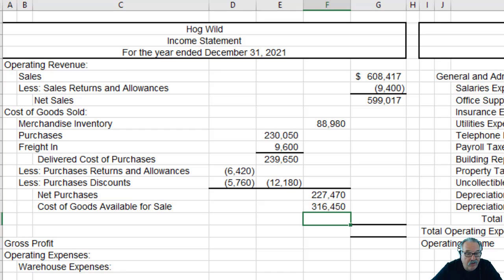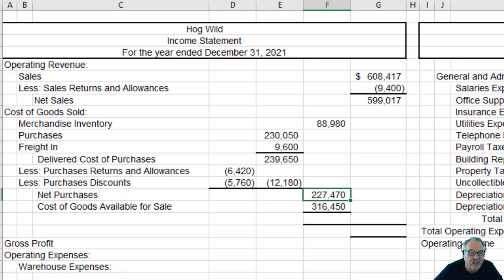But we're not trying to find out the cost of the goods that were available for sale. We're trying to get the cost of the goods that we actually did sell. So, in order to get the cost of goods that we sold, we have to subtract the cost we didn't sell. And the cost we didn't sell is ending inventory. How do we know we didn't sell it?